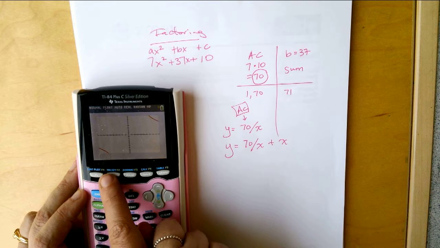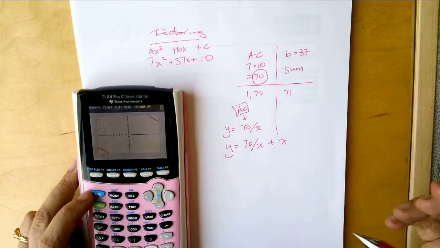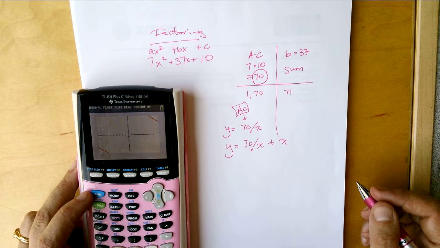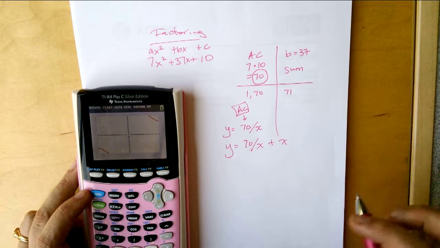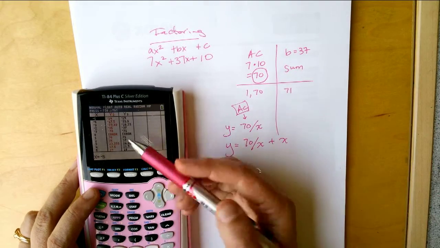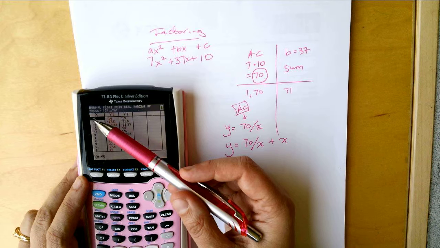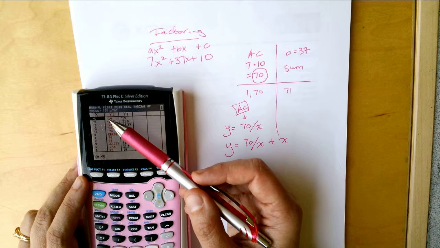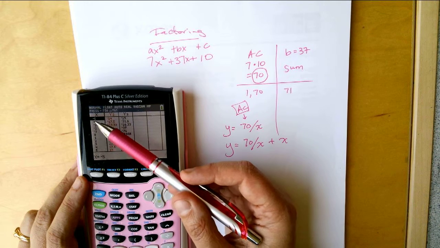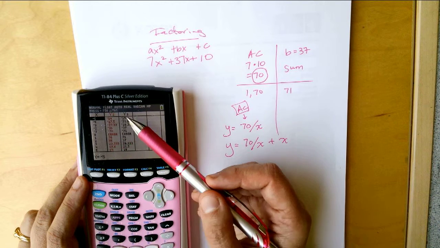So remember that everything in blue is controlled by the second key. So if I go second table, let it think about it for a second. Okay, then I get a table of values. What this is doing is taking 70 and dividing it by -5. So it gives you -5 times -14 is 70, and then it takes the two factors and adds them together. -5 plus -14 is -19.